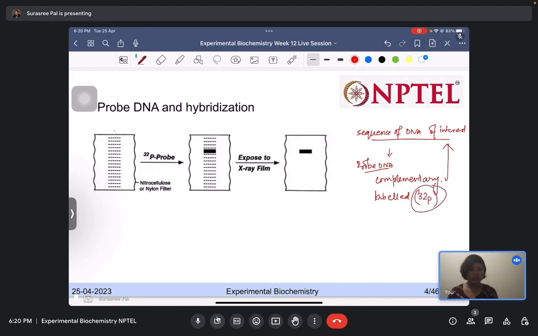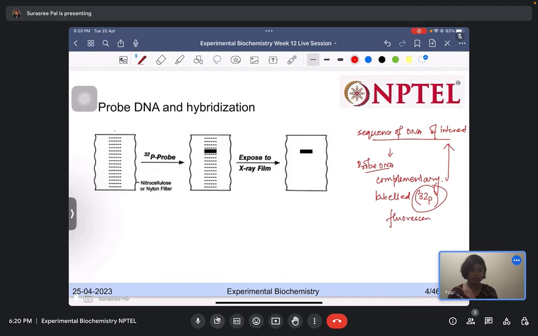It can be 32P labeled, it can also be fluorescent labeled, right? So there are different types of labeling, but this probe DNA has to be labeled so that we can visualize the probe DNA after hybridization, right? Because the DNA fragments that we are getting from the sample, we will never be able to visualize, but we will only be able to visualize the fragment where the probe DNA will hybridize, which is why the probe DNA has to be labeled either with a radioisotope or with a fluorescent label.